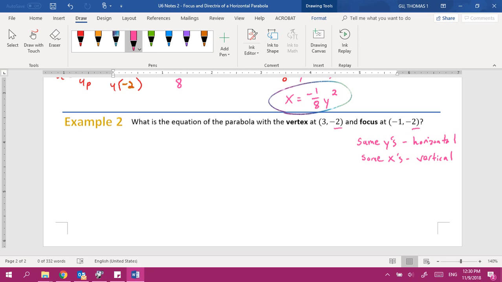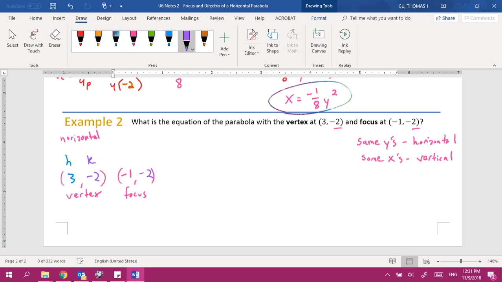So now, because these are the same y's, we know that this is going to be horizontal. So I'm going to be using my horizontal equations then. Now our first step is to do what? What's the first step in a problem like this? We label, right? So what is the vertex? 3, -2. So what do I label this 3 as? H. And what do I label the -2 as? K. Alright, the focus is -1, -2.